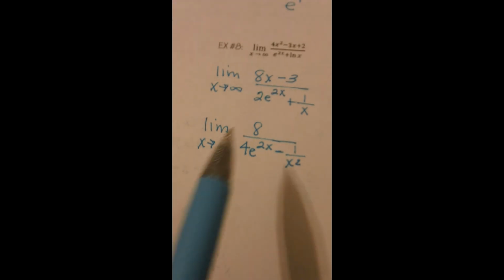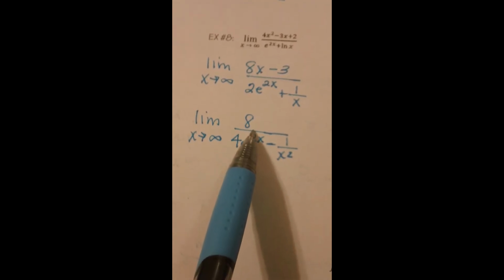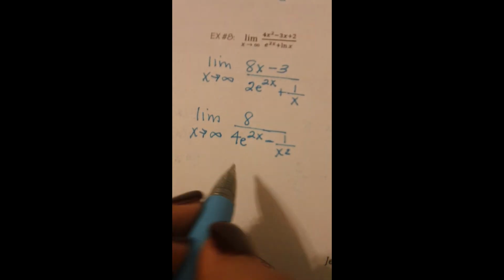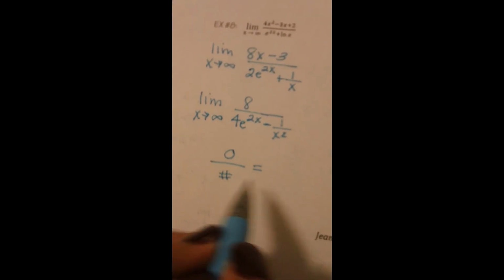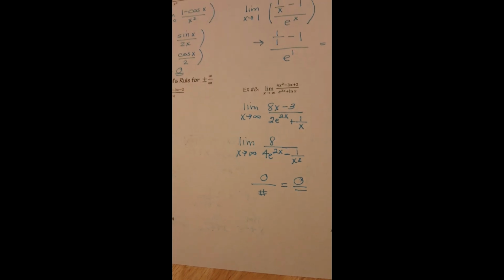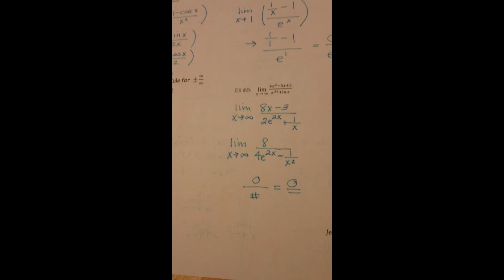Well, from here, if we look at this as a function, it's just a constant. So really, as x is approaching infinity for 8, you have 0 over some number, which really doesn't matter because the 0 is on top, balances everything out to 0. Hopefully that made sense, and that's the end of this video.